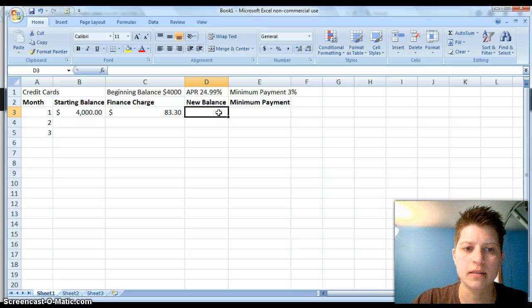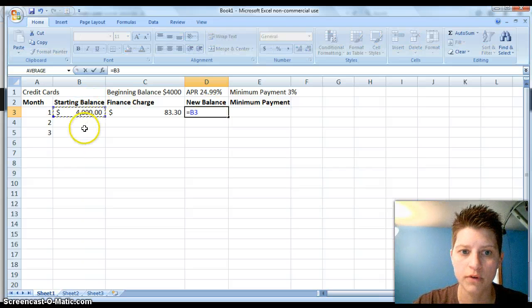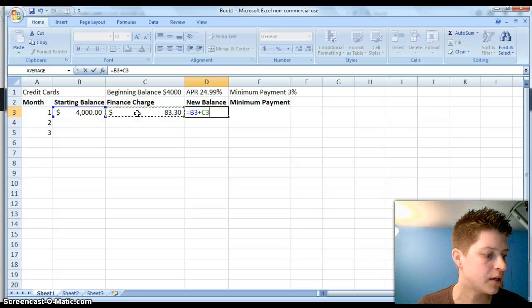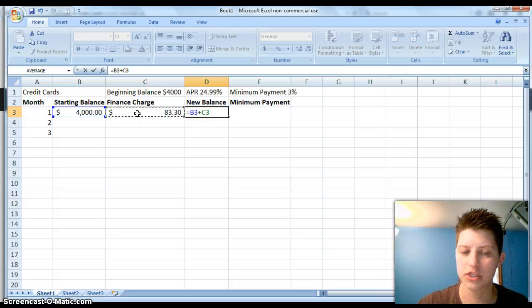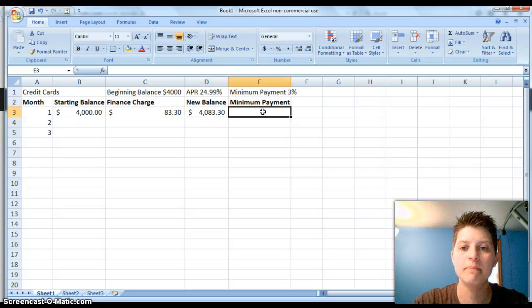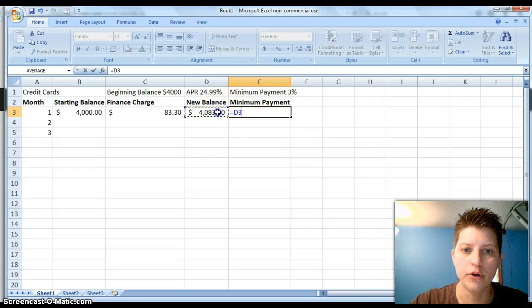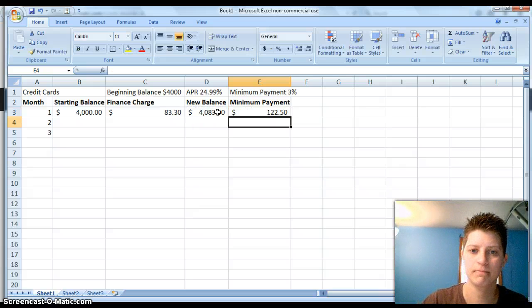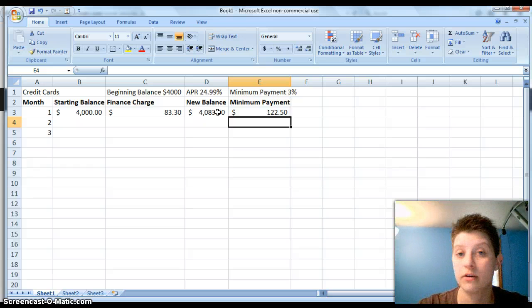How do we find our new balance? So our new balance, if you remember, is our starting balance, $4,000, plus the finance charge. So notice how I used the cell notations for both of those and hit enter, and now I have my new balance. All right, minimum payment is 3%. You remember how we found that? 3% of the balance. Remember, of is multiplication. So I want the new balance, and we're going to multiply that by 0.03. And my minimum payment for this particular example is $122.50.